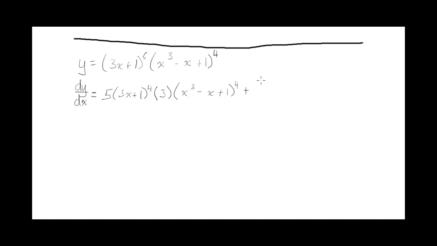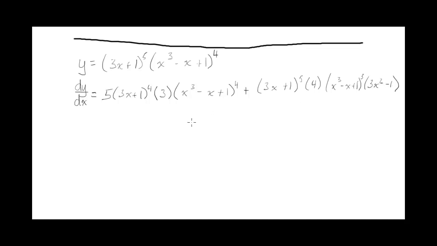Plus, the product rule says leave the first function times the derivative of the second one, so the exponent becomes a coefficient. So 4 times x cubed minus x plus 1 to the power of 3, goes down by 1, and then multiply by the derivative of the inside, which is 3x squared minus 1. And that's the derivative, right?